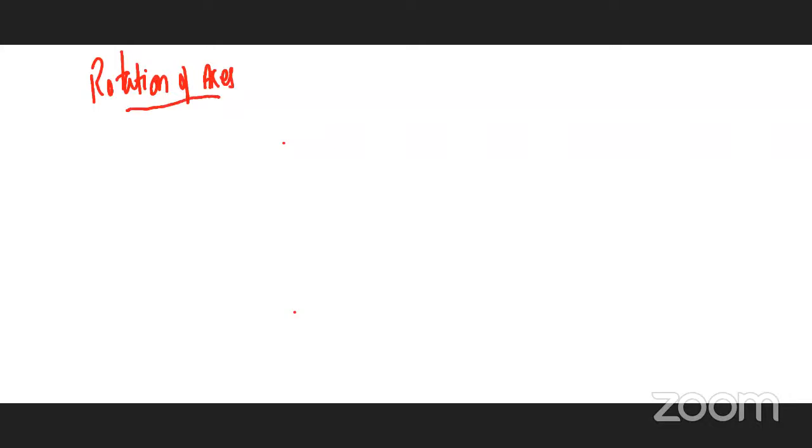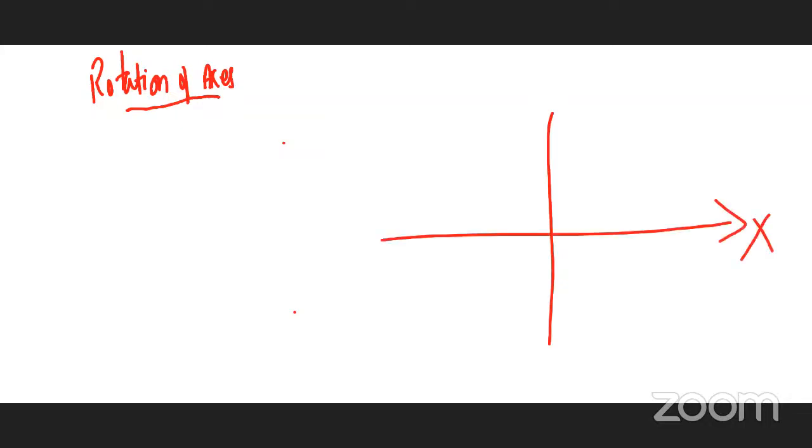Rotation of axis, we'll go for the first theorem. When the axes are rotated, what will be the new coordinates? So let me draw this one for you. Let us say this is my original axis, x, y, y dash, x dash. I'll reduce the length.